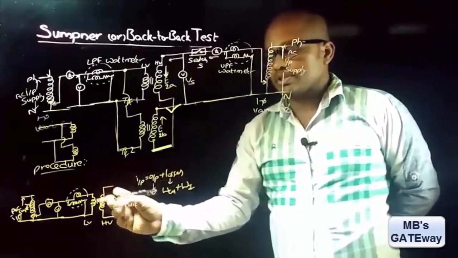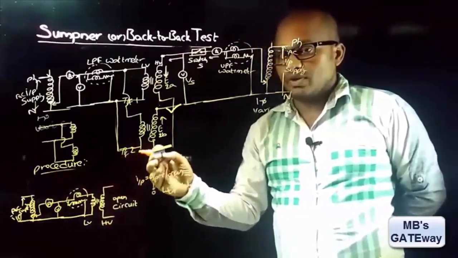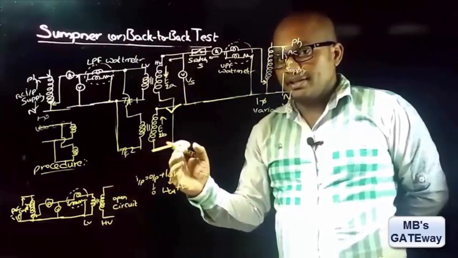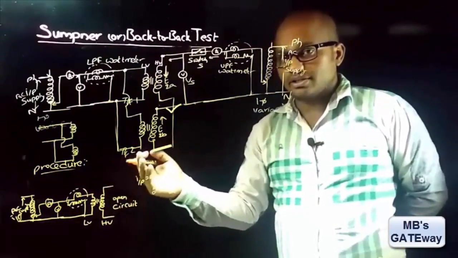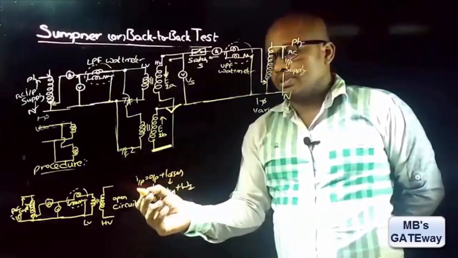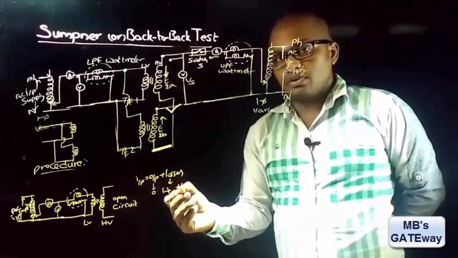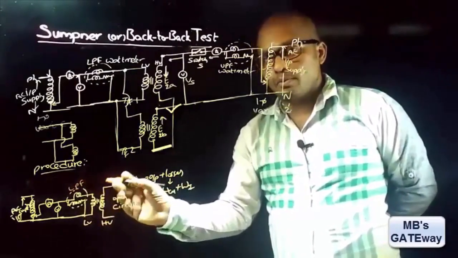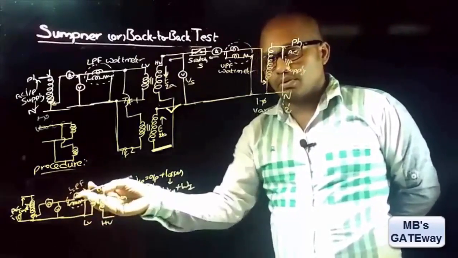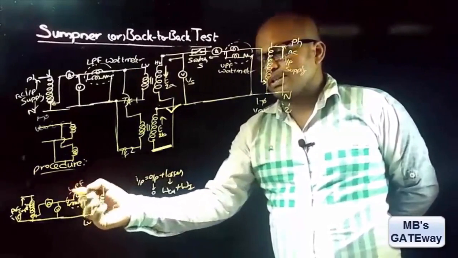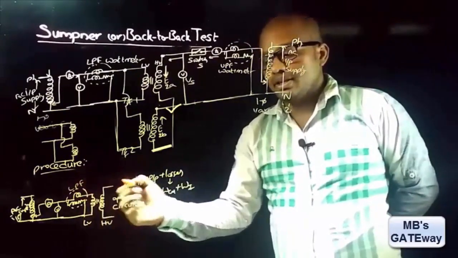And in open circuit test, as the transformer drags 4 to 5% of full load current, copper losses are very low, because copper loss depends on the current. So copper losses can be neglected. So input power can be taken as equal to iron losses. And here we are using an LPF type of wattmeter in open circuit test to measure the input power.